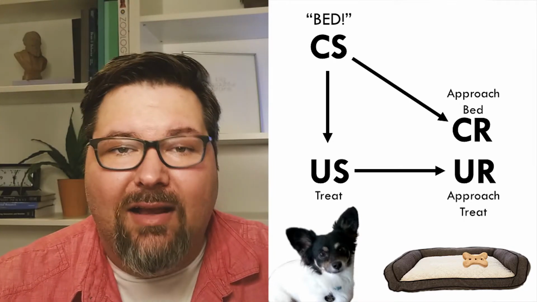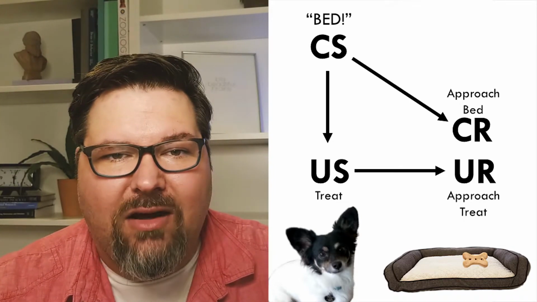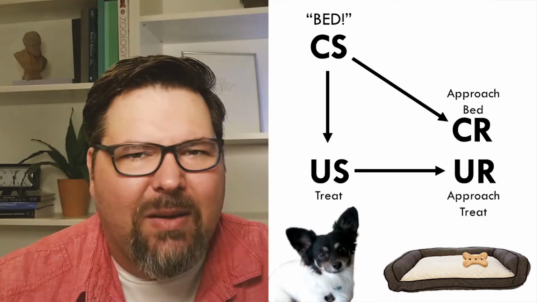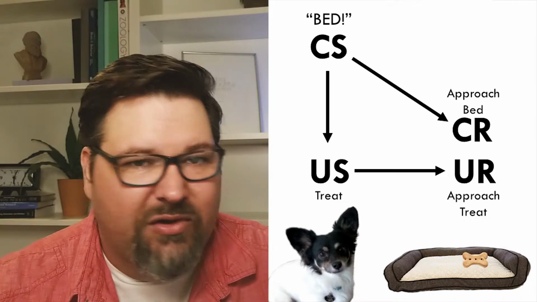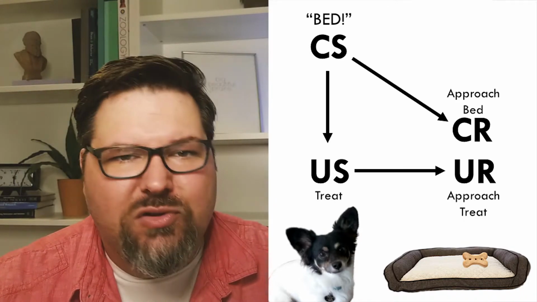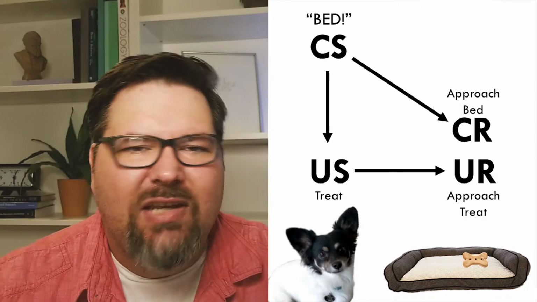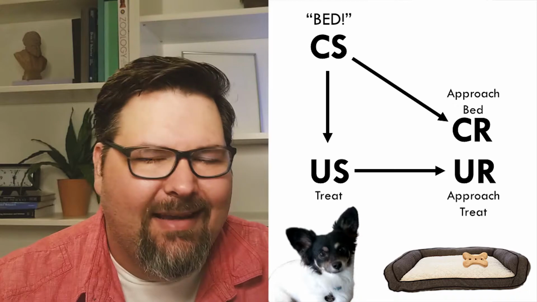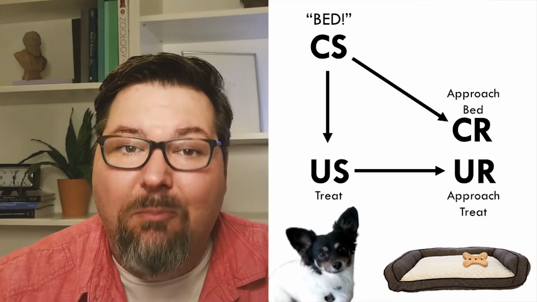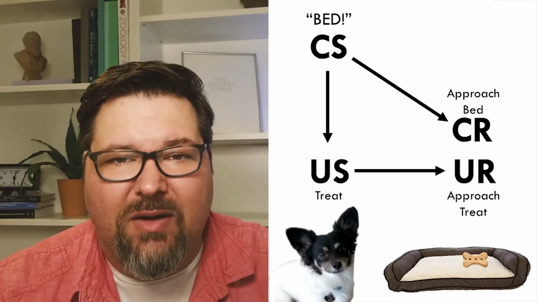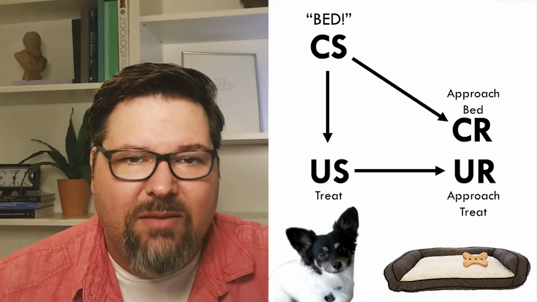Every few minutes, I'll say the word bed and toss a treat on the bed to pair our US and CS together. I expect an unconditioned response, or UR, one that doesn't have to be learned, where the dog approaches the treat. This should happen from the beginning. But after a few hours of pairing the CS and US together, saying bed and tossing a treat, I expect the dog to develop a conditioned response, CR, of approaching the bed.